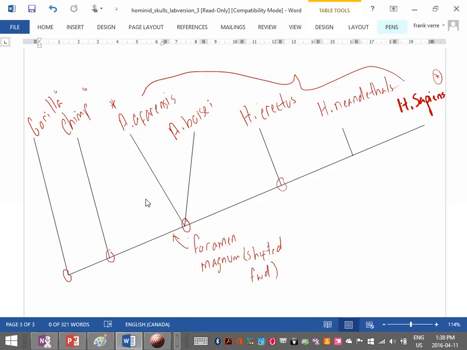Ah, yes. So one is the foramen magnum, but another one is the small canines. If you look at your gorillas and chimps, they have really big canines. And if you look at the other 5, they don't. What about the shape of the teeth? Or shape of the arcade?